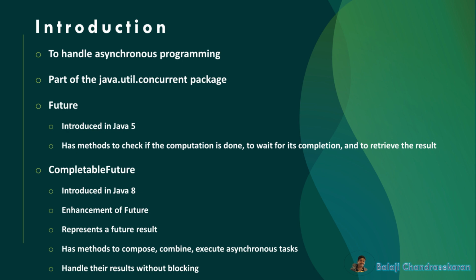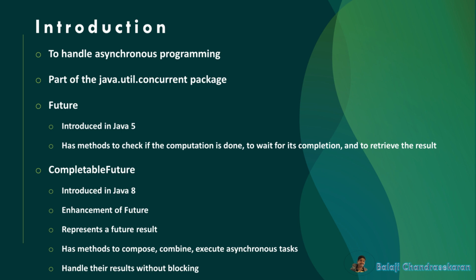Future was introduced in Java 5. Future represents the result of an asynchronous computation. It provides methods to check if the computation is done, to wait for its completion, and to retrieve the result. However, its capabilities are quite basic and limited.